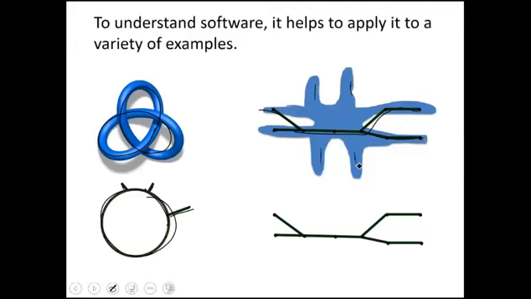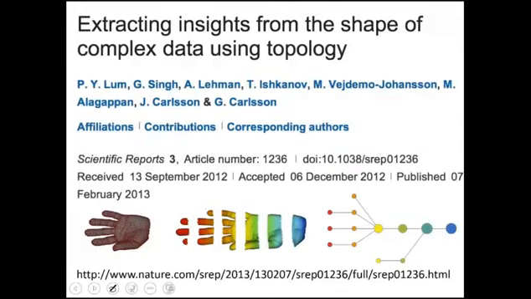For more about the importance of flares, see the paper Extracting Insights from the Shape of Complex Data Using Topology, where they apply the Mapper software to analyze basketball players, politics, as well as breast cancer data.